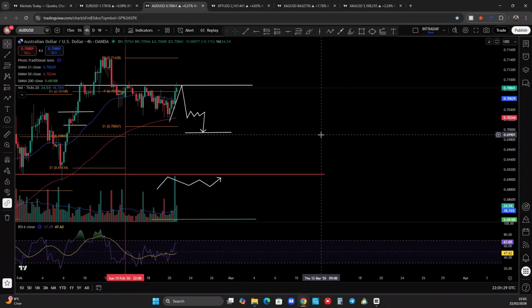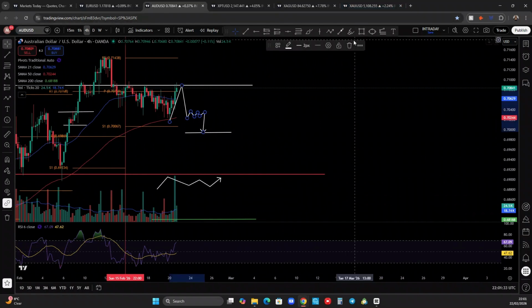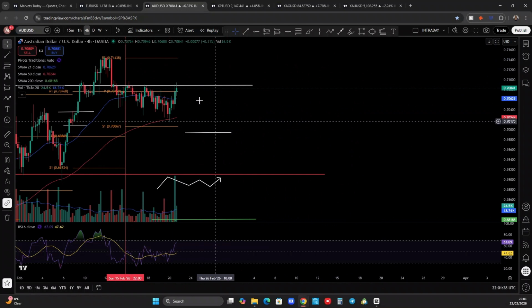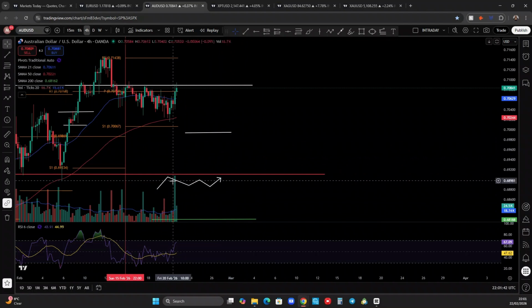So I don't think we're going to have anything this week coming up, but we might. So we just keep an eye on the Aussie dollar. Let's keep an eye on it this week because we might see something there.